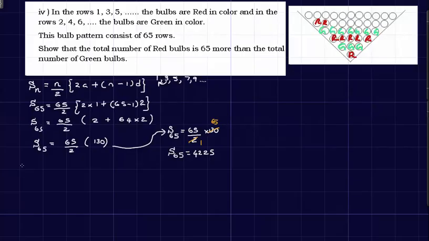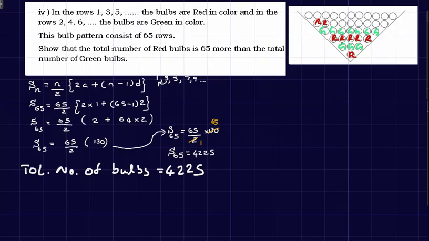So let's write here: total number of bulbs equals 4,225. All right. And now what's the next thing we are going to do? We are going to find the number of green bulbs.